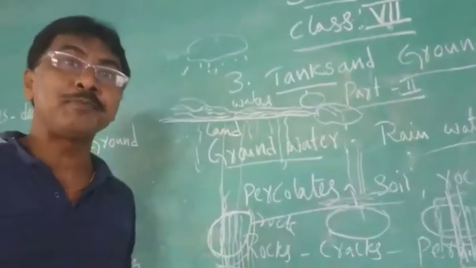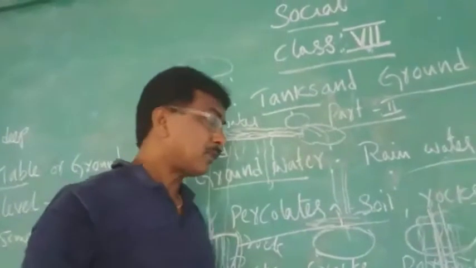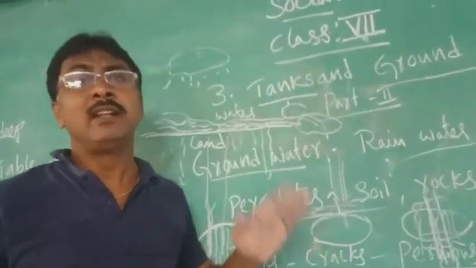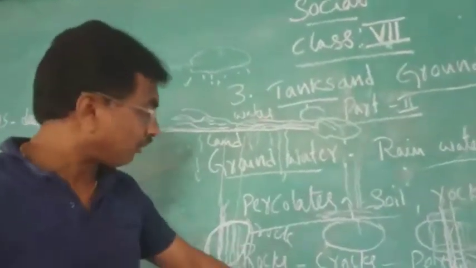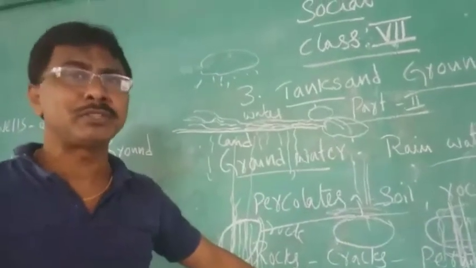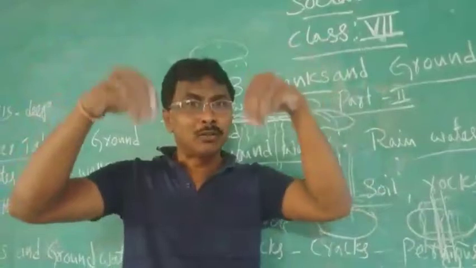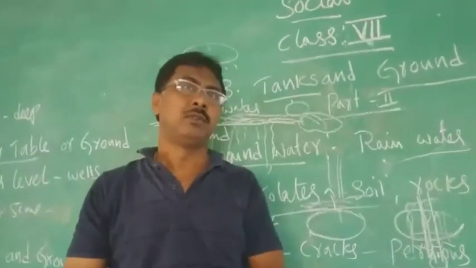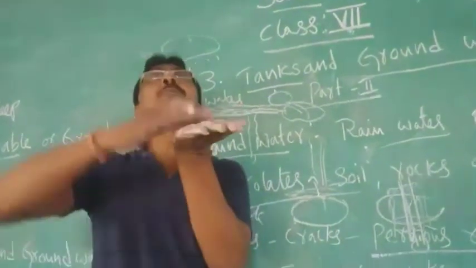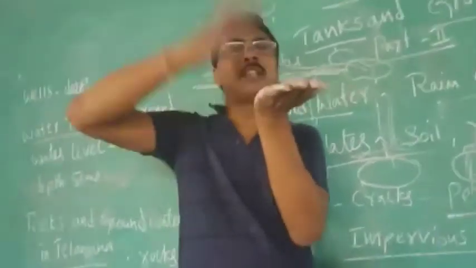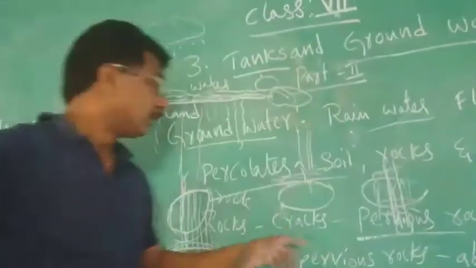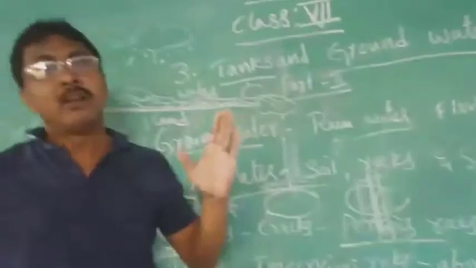In Telangana, in our state, some districts have a lot of these rocks. Impervious rocks are there. These rocks are not allowing the water to go down. On the above of the rock only water will be there. So now you got an idea.